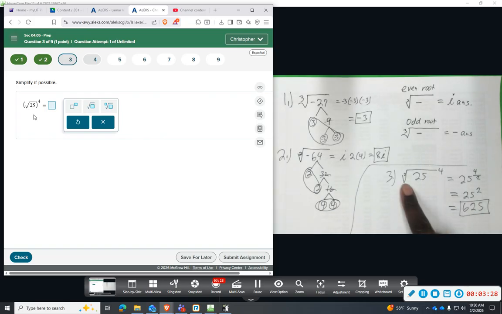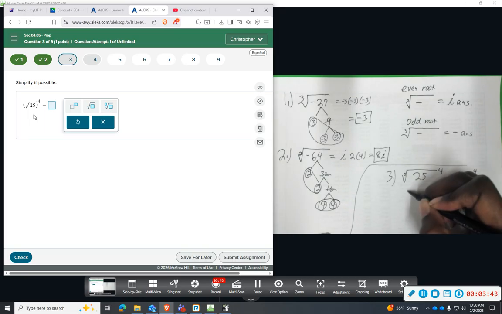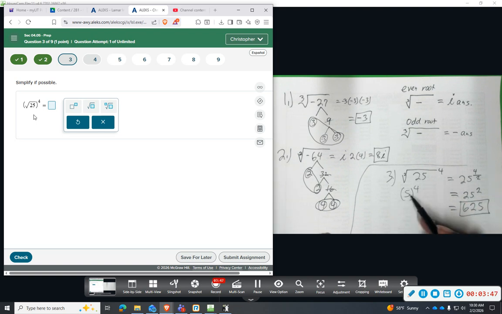So you got two things going on. You can take the square root first if you wanted to, or you can do the exponential form and reduce it. So again, what I'm saying is the square root of 25, if you want to do that part first, square root of 25 is 5. So then you would have 5 raised to the 4th, and if you raise 5 to the 4th, which is 5 times 5 times 5 times 5, you still get the 625.